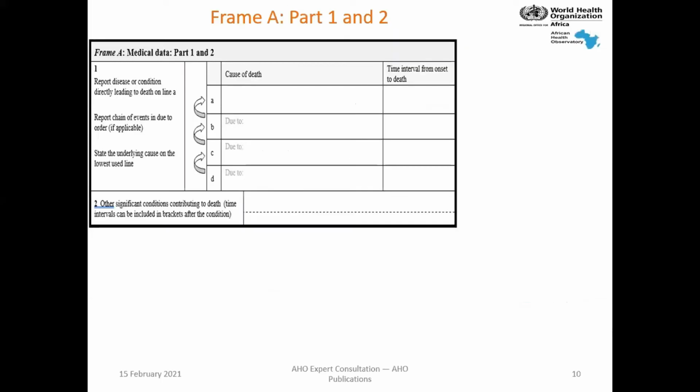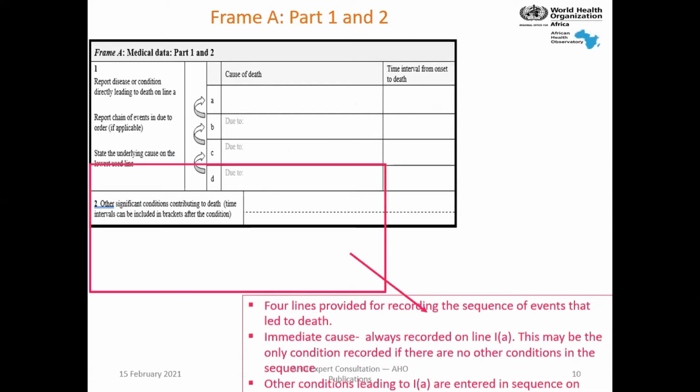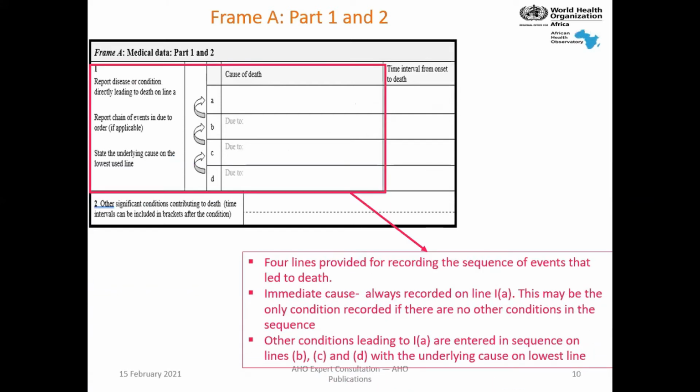Then frame A is where you record the sequence of events that led to death. As I mentioned earlier, four lines have been provided for recording the sequence of events that led to death. The immediate cause of death is always recorded on the first line, which I've labeled line 1A. In many cases, this may be the only condition recorded if there are no other conditions in the sequence.